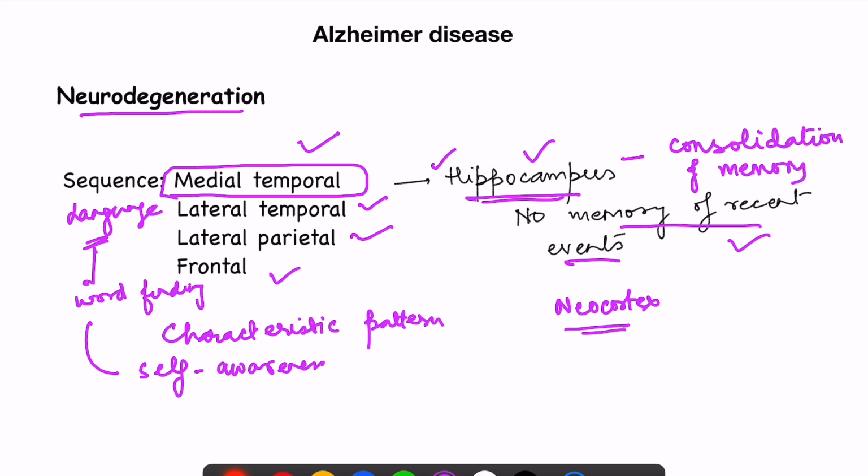Then with the involvement of the lateral parietal region, the parietal cortex being the region of somatosensory cortex where sensory information is reaching, there is visuospatial disorientation. The person forgets where he is going, and doesn't understand where he is. Then with involvement of the frontal cortex, there are problems in personality and judgment. The person is not able to decide anything.